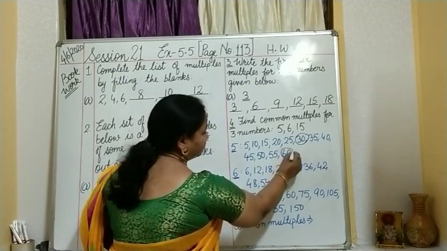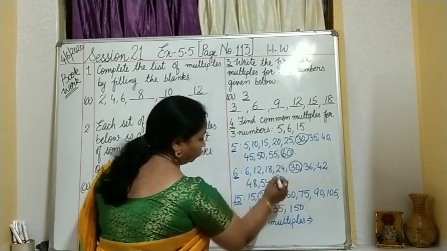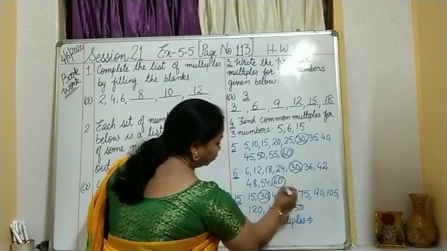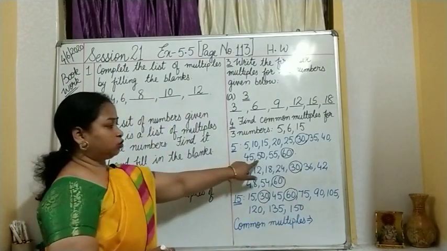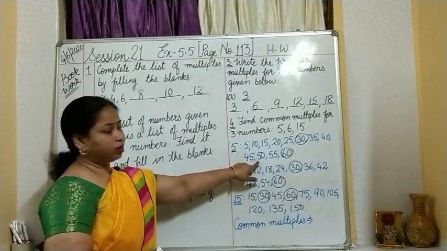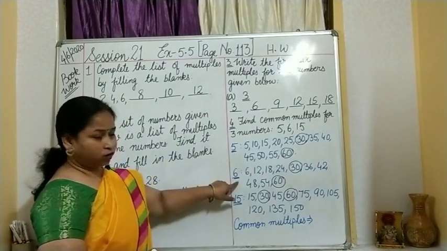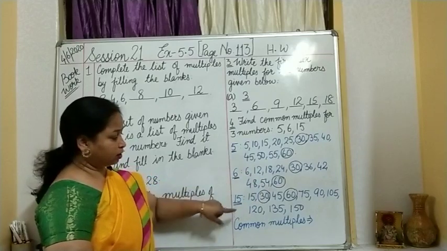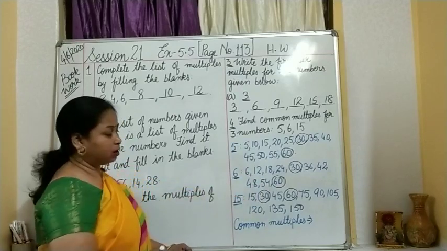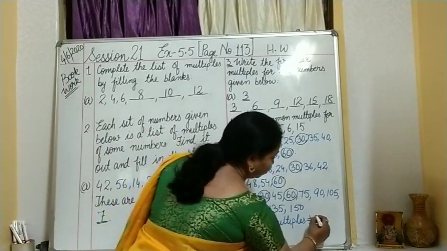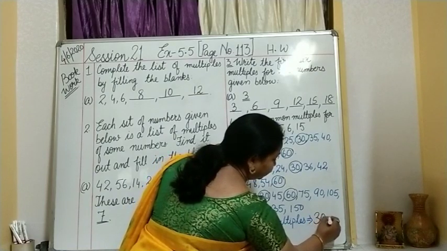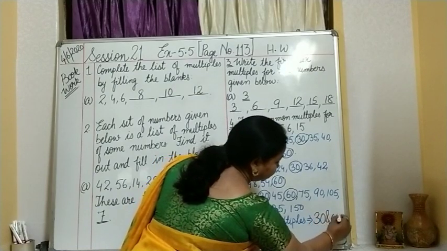Yes, we have 60 over here, we have 60 over here, and we have 60 over here. So I did not stop at 5 tens of 50. Rather than that, I moved further also. So for 6 also, 6 tens are 60, and for 15, 15 fours are 60. So what are the common multiples you have got over here? It is 30 and 60.